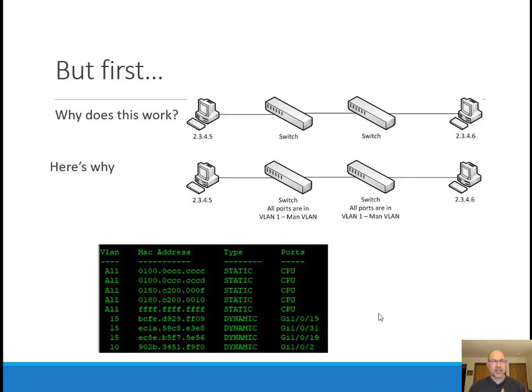Now, VLAN 1 has lots of special names. We call it a management VLAN. The reason it's the management VLAN is because it's native. And what native means is that there's no VLAN tagging on that particular VLAN.